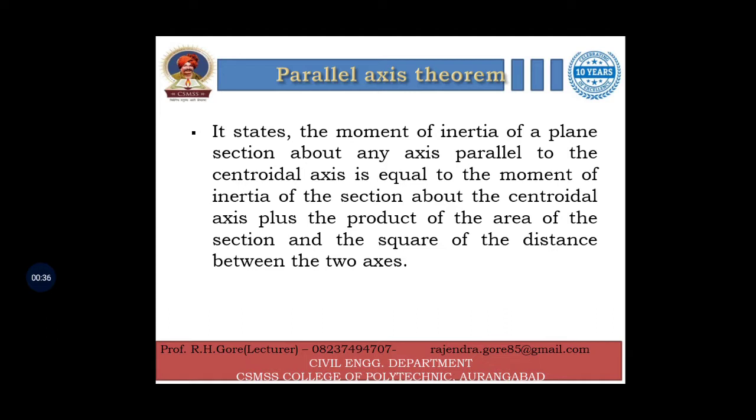It states that the moment of inertia of a plane section about any axis parallel to the centroidal axis is equal to the moment of inertia of the section about the centroidal axis plus the product of the area of the section and the square of the distance between the two axes.